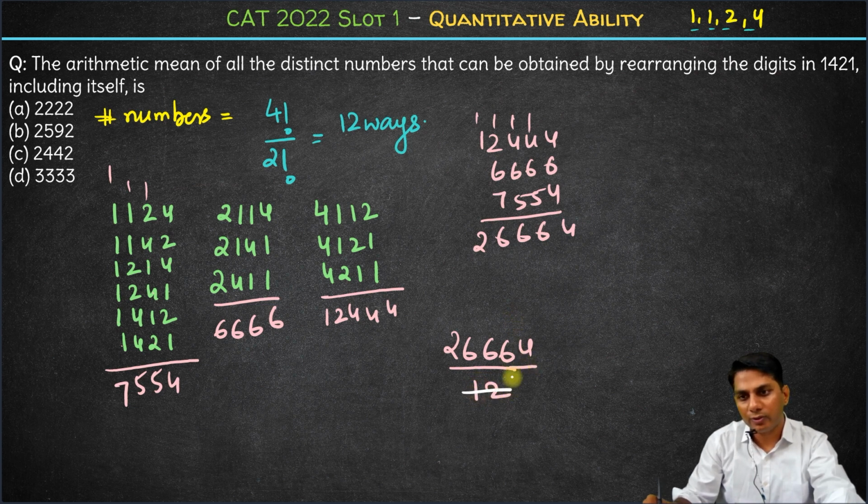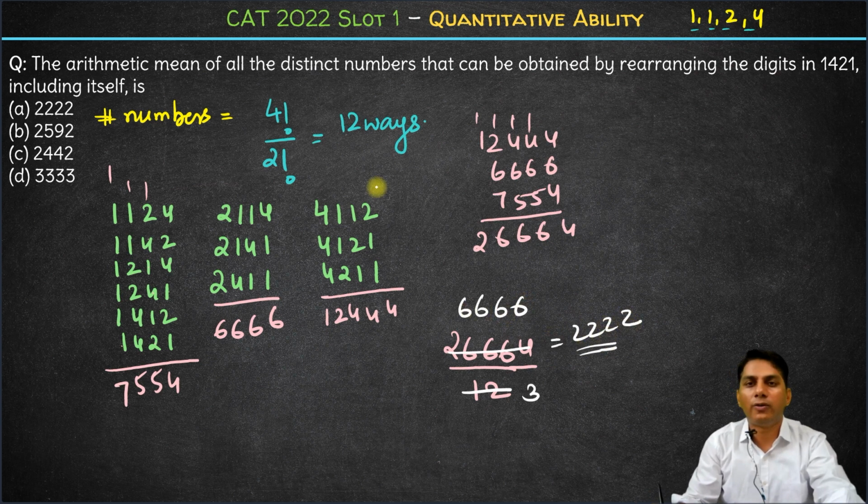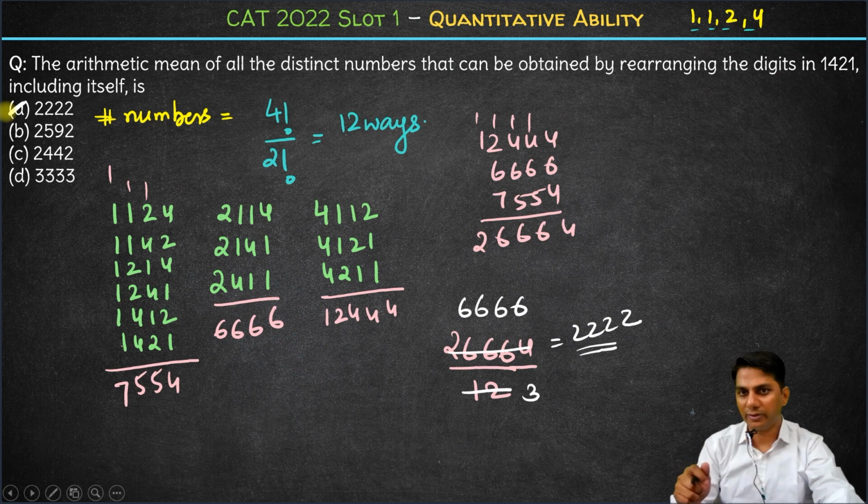Okay, so 12 goes into 2664: this goes by 4 three times, 4 sixes are 24, you have 26, 4 sixes are 24, and 666 divided by 3 gives 222. So the overall average comes out to be 2222. Hence option A is the right answer here. Now this is one way of doing this question.